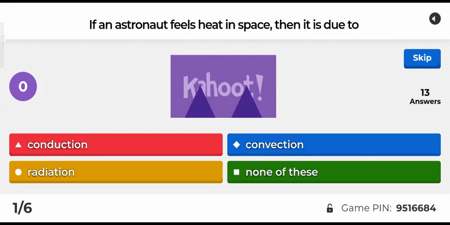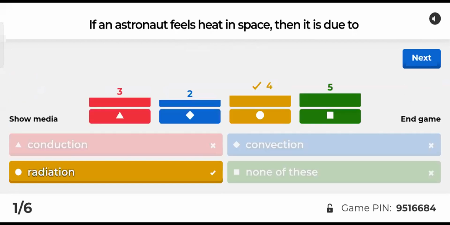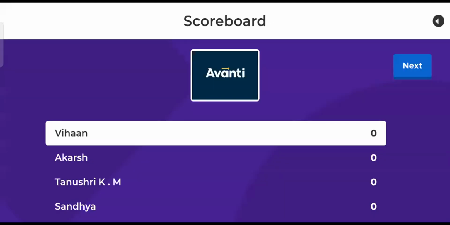Conduction, convection, radiation, one of these. The answer is radiation, right? We will study these in the next class. Sir, radiation. Sir, harmful radiations are there in space. Yes, sir. That too I wanted to ask. Radiation is there in space.